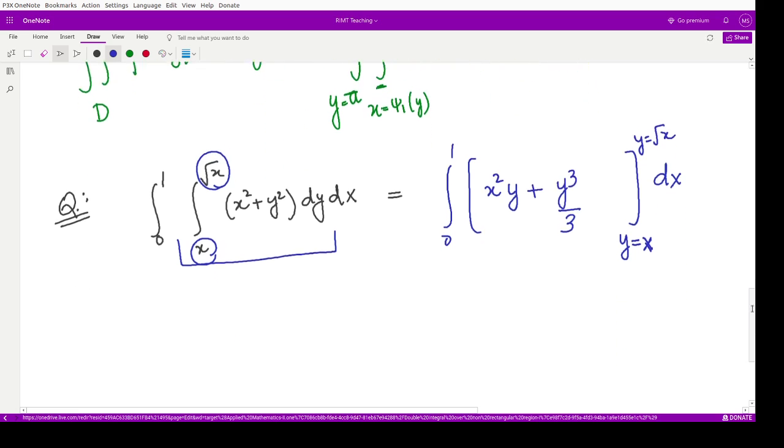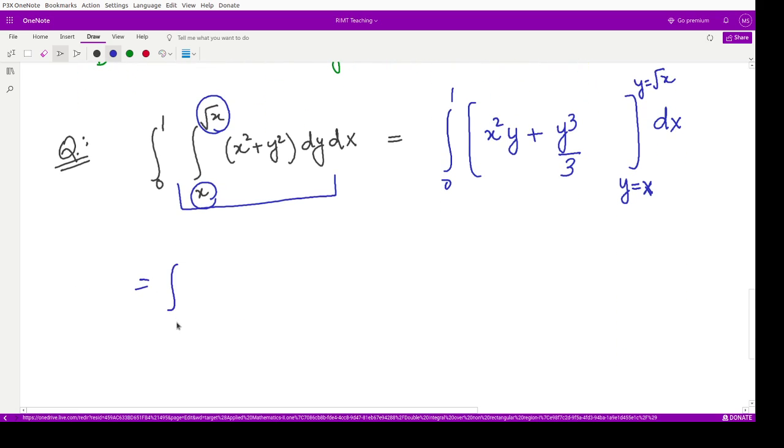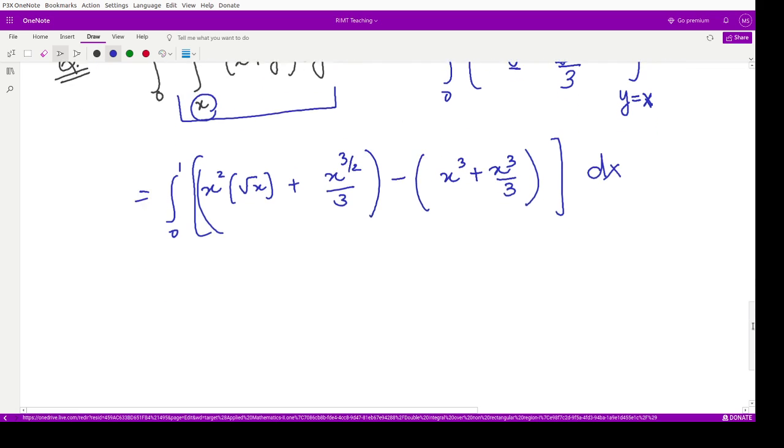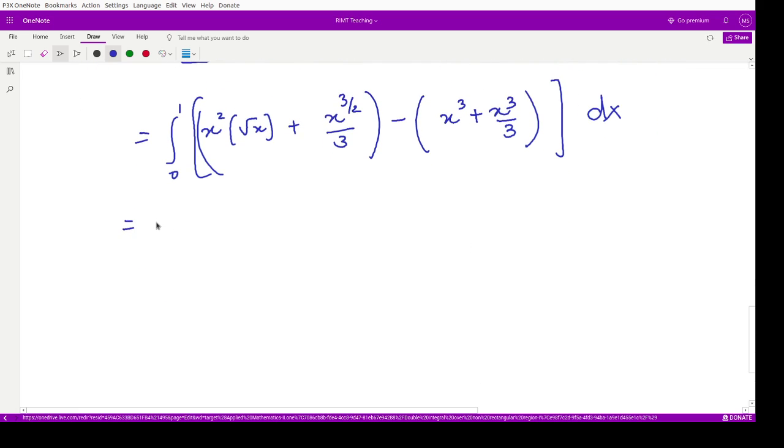So let me do it in the next step. So it would be integration from 0 to 1. Now in place of y, you have to first substitute the value of square root x. So it would be x square square root x plus x to the power 3 by 2 divided by 3, right? This is the upper limit, and what is the lower limit? Lower limit is x. So it would be x cube plus x cube divided by 3, and we have to first simplify this, and then we have to perform its integration with respect to x.